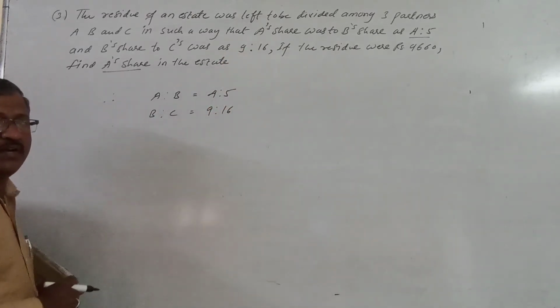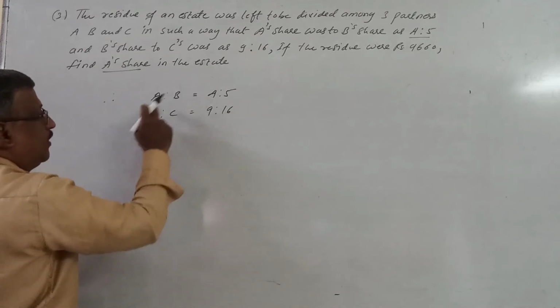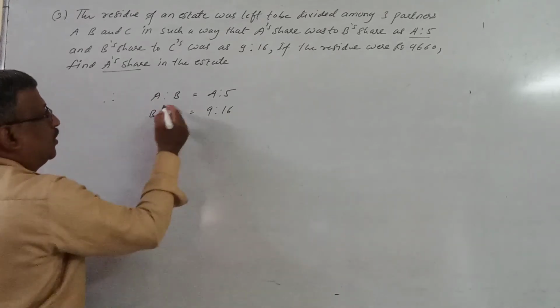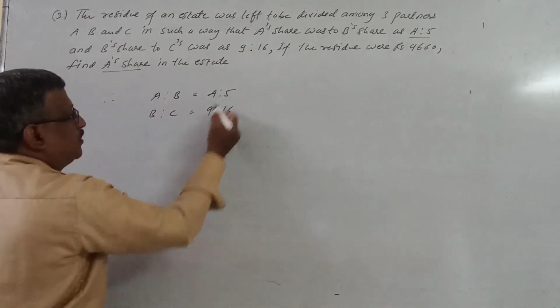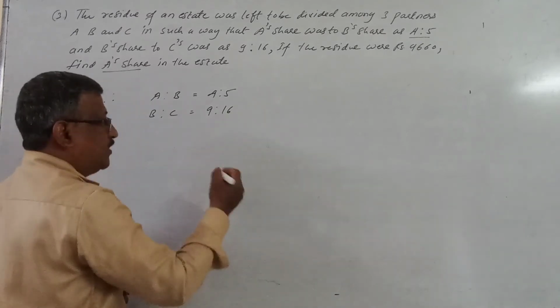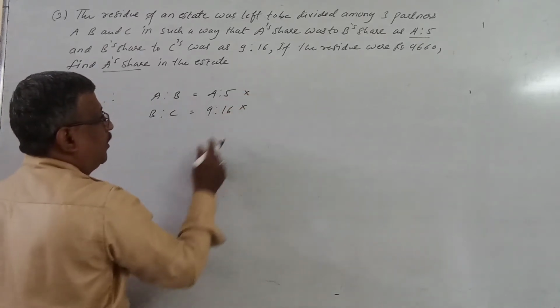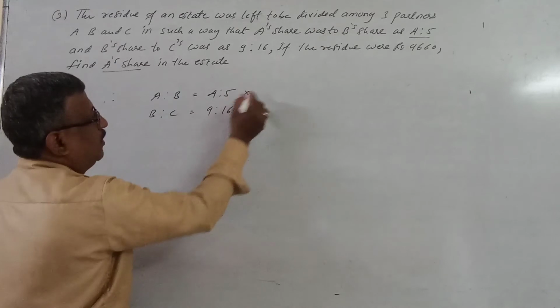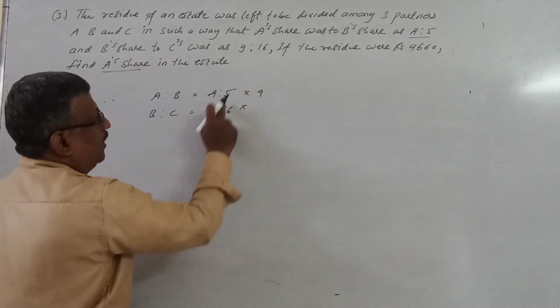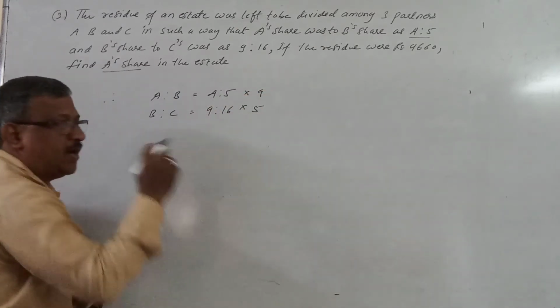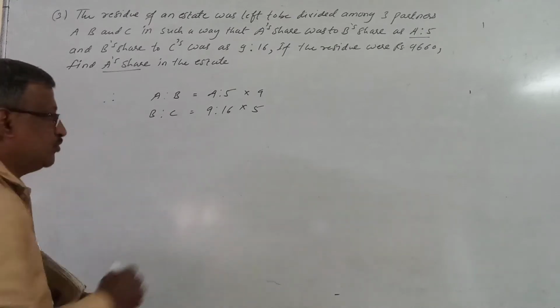And after writing the ratio, you find what is common here. Common is B. So B is the same. So this should also be the same, which is not the same. And to make it the same, you have to do the cross multiplication. With this first ratio, you multiply by this 9. And this second ratio, you multiply by 5. And multiply and get the new ratios.